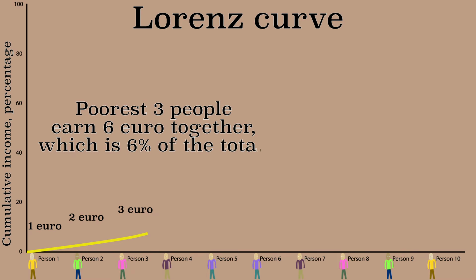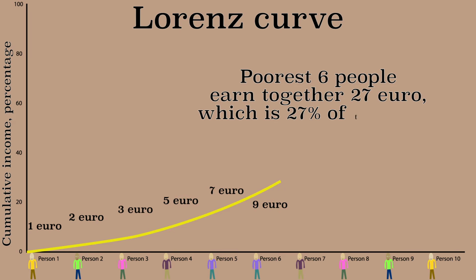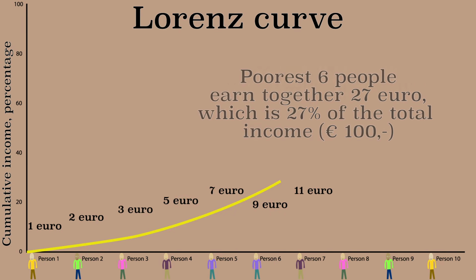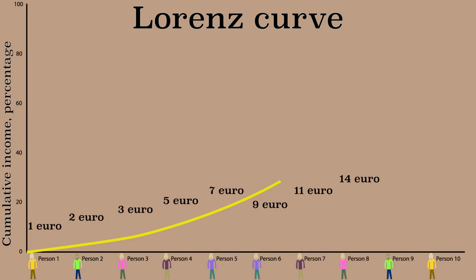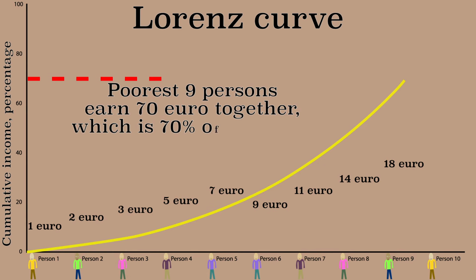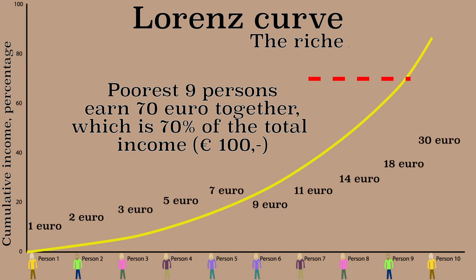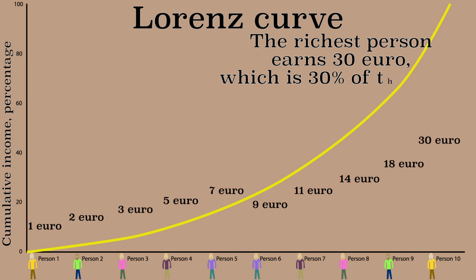The fourth earns 5 euros, the fifth 7 euros, and the sixth 9 euros. The first 6 people together earn 27 euros, which is 27% of the total income. The seventh person earns 11 euros, the eighth person 14 euros, and the ninth person 18 euros. The first 9 people together earn 70 euros, which is 70% of the total income. The last person must therefore earn 30 euros, which is 30% of the total income.